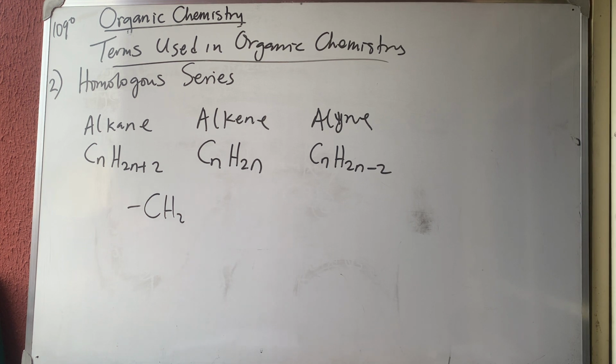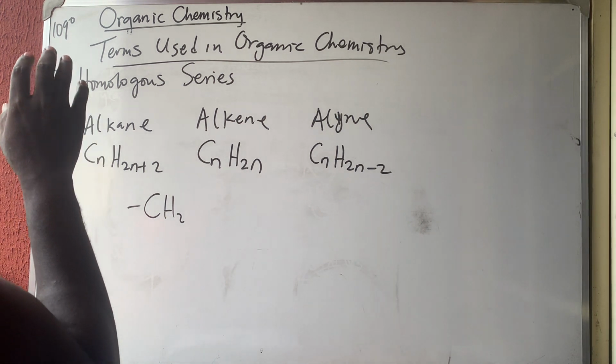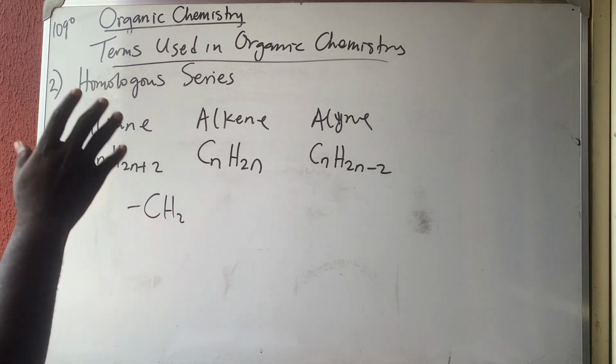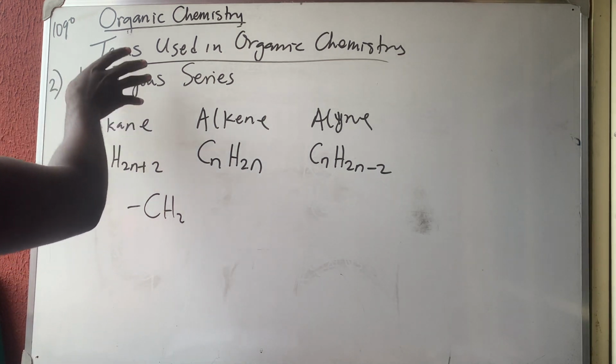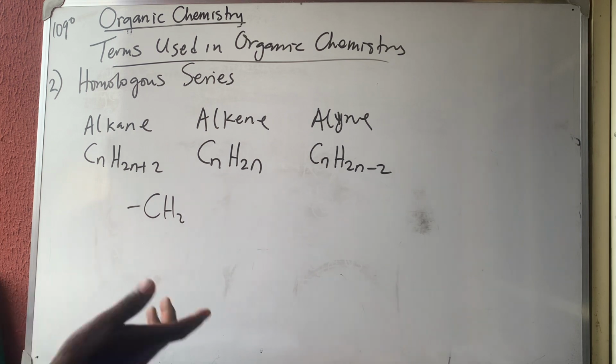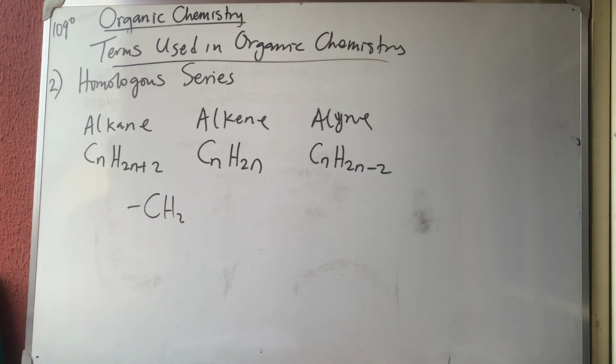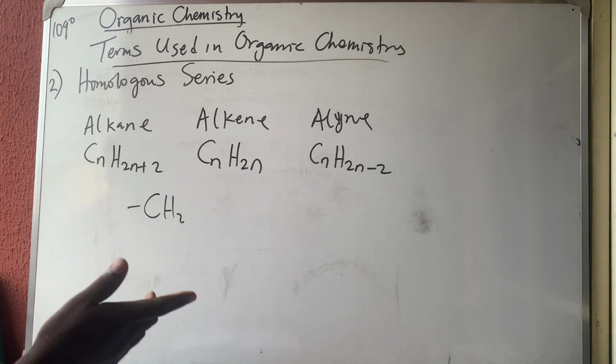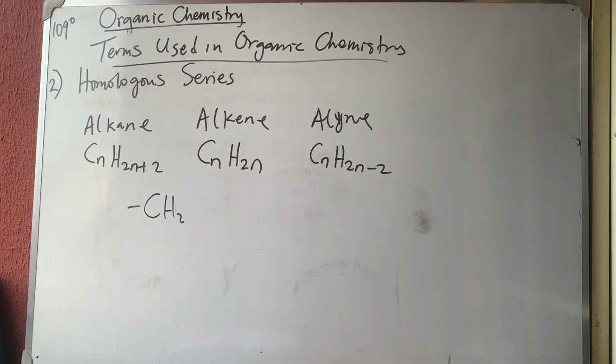Okay, number three says that the members of the same series have the same chemical properties. Yes, the members of the homologous series have the same chemical properties. For the alkane, all the members of the alkane family have the same chemical properties. And the next one is that they are prepared by the same laboratory preparation. Then the next one says that they are slightly different in their physical property.